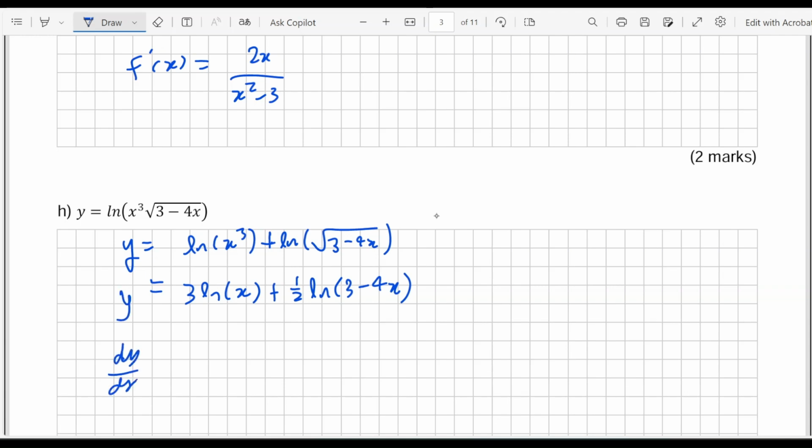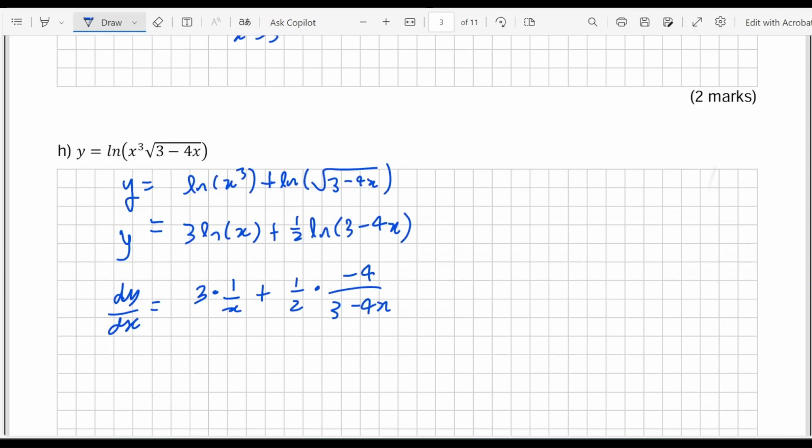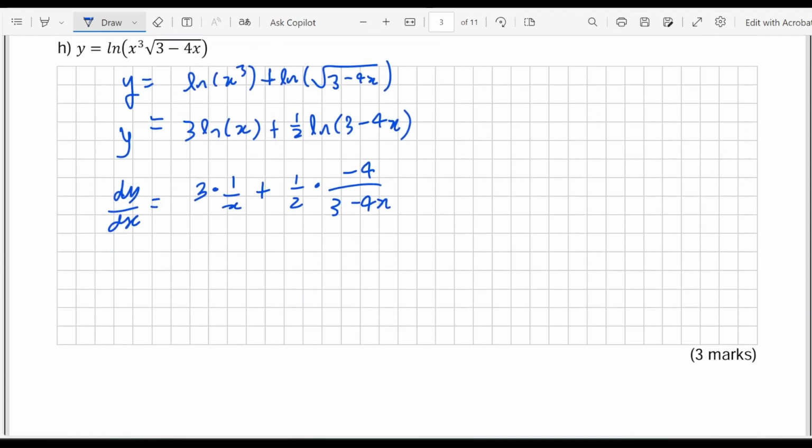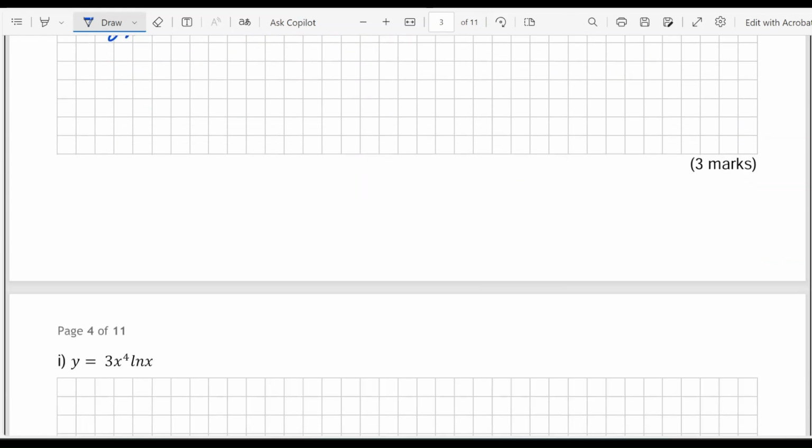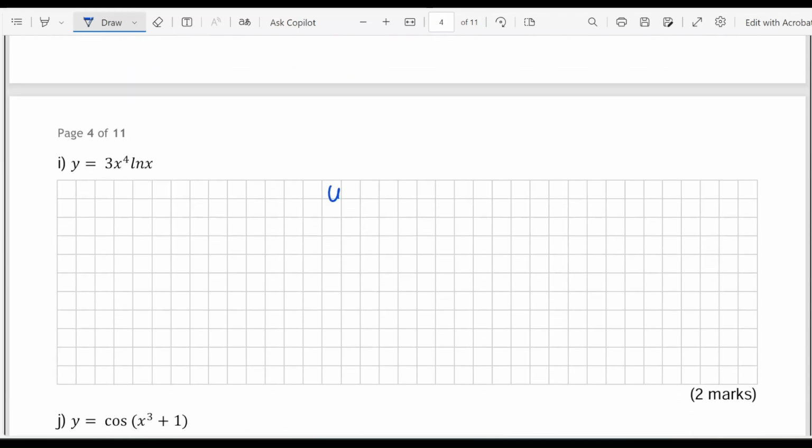The dy dx is going to be 3 lots of 1 over x plus a half lots of 3 take 4x on the bottom and minus 4 on the top. That's the derivative of that stuff on the top. I won't simplify it anymore, but you could simplify it a little bit if you wanted to.